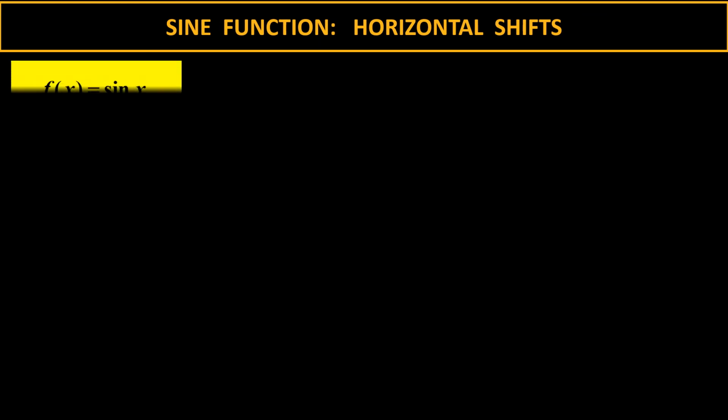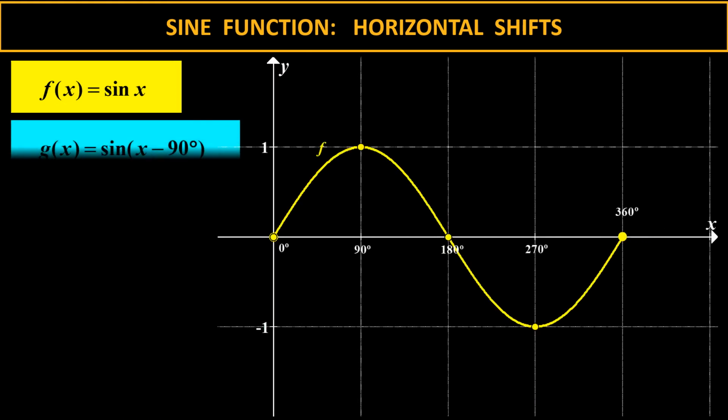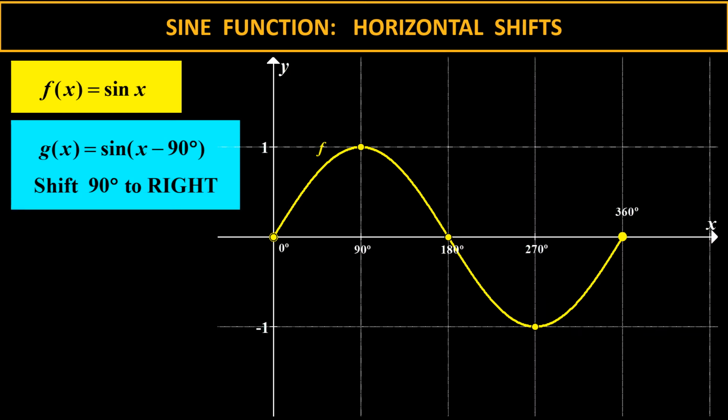Now let's look at the horizontal shifts. And again, we start with the sine function. There's our sine function. And now we want to have sine of x minus 90, right? Now when I have x minus 90 degrees, the minus indicates it's a shift to the right. So that will be 90 degrees to the right. And if we plot those points, look at this here. 0 will have to go 90 degrees to the right.